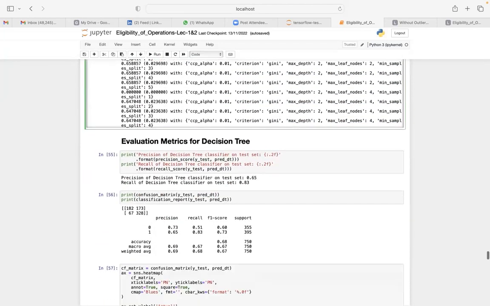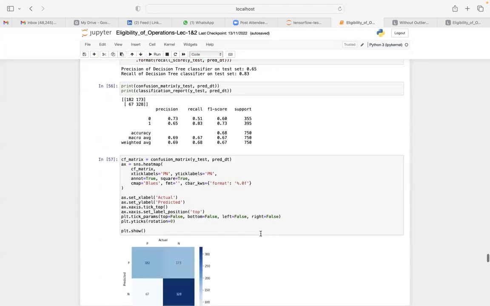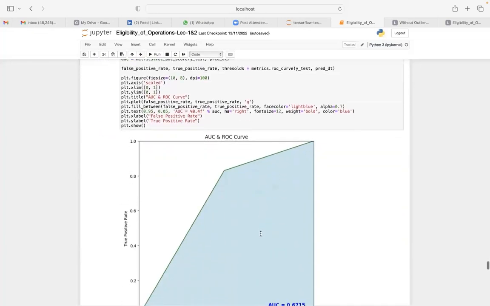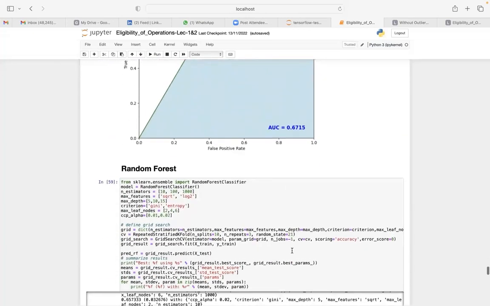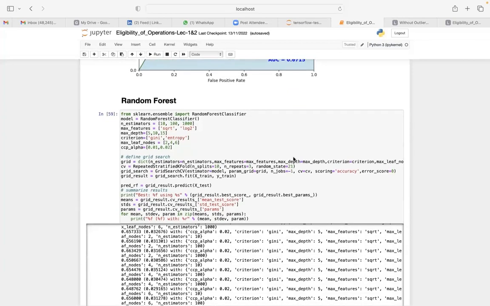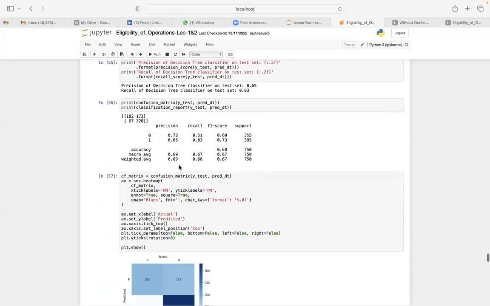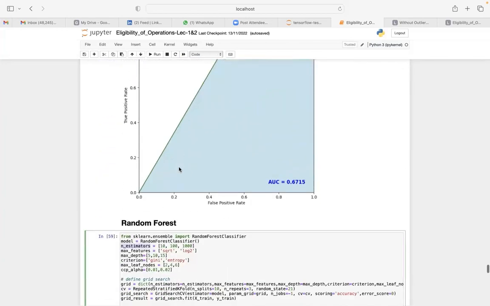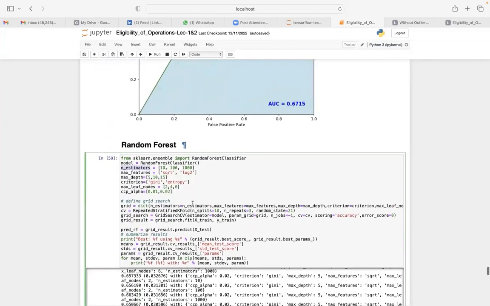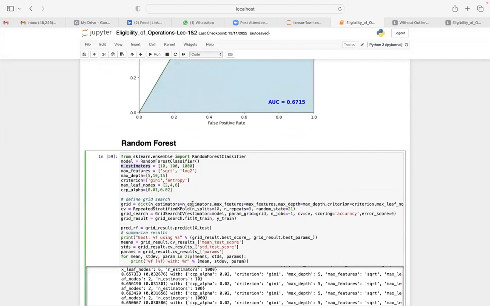Anyways, evaluation metrics, again 83 is what we are getting. Recall, we're getting similar numbers. AUC curve is 67.15. Now, if we move on to random forest, it is similar, apart from the values that we have got here in the decision tree. For better accuracy you can apply boosting also. You can apply the XGBoost method here, also LightGBM. Yeah, you can apply boosting methods as well.